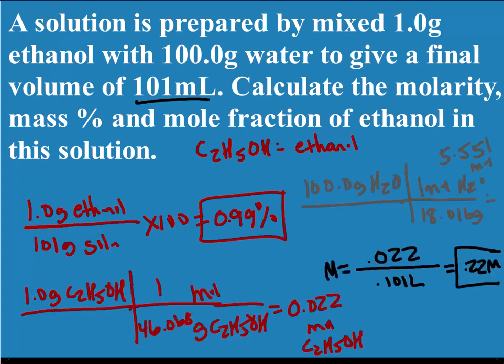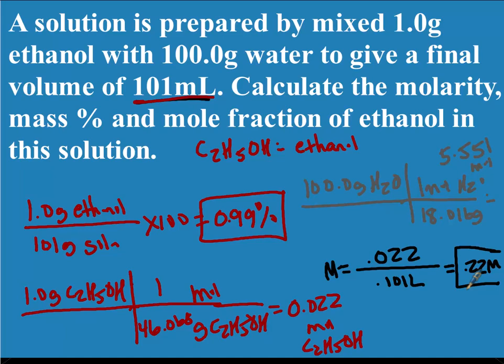So next I calculated my molarity. I calculated my moles of ethanol, and I saw that there was 101 milliliters of solution. Converting that to liters, I got 0.101, or 0.22 molarity when dividing those.